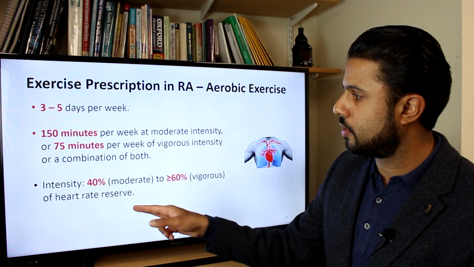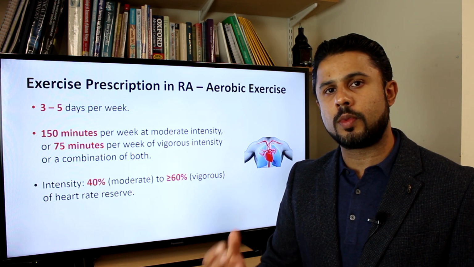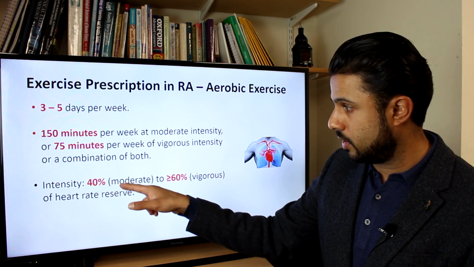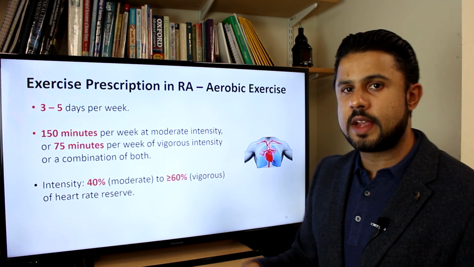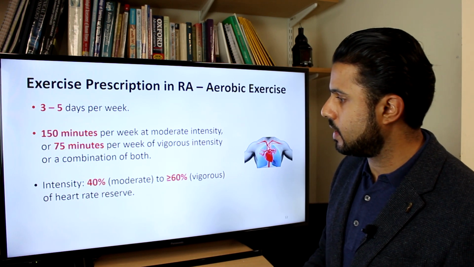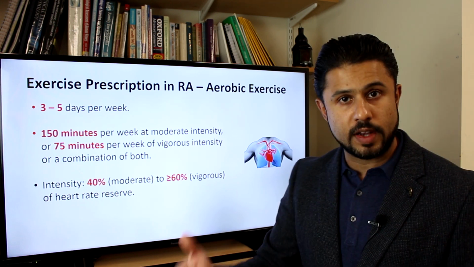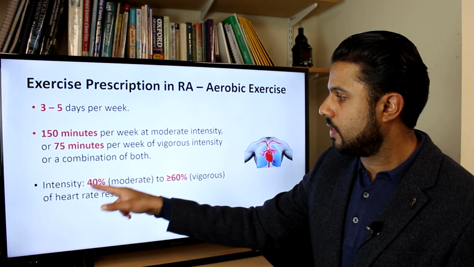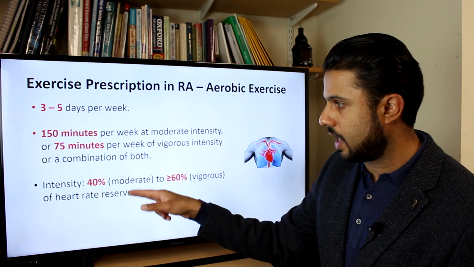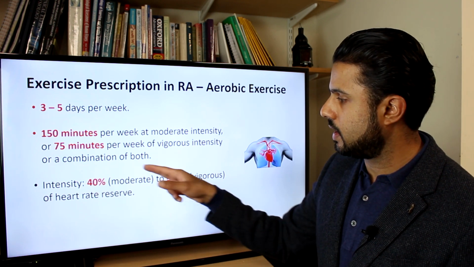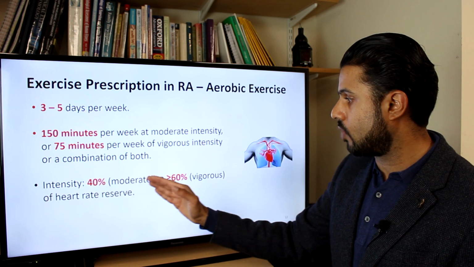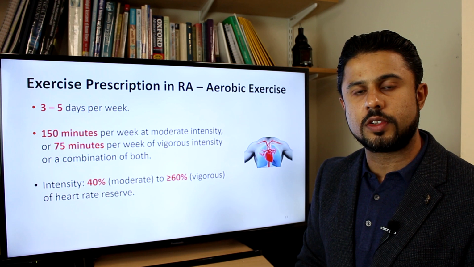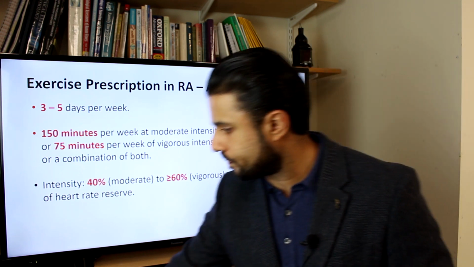Then the intensity. So it's very important when you're starting off that you start at a very low intensity, perhaps lower than the moderate that's listed here. So there are ways that we can measure somebody's aerobic fitness, and from the aerobic fitness test we can actually calculate the heart rate reserve. So we can use that to set the intensity, and we can set the intensity between 40% and then progress it up to 60% and higher as the patient starts to have the adaptations taking place in their body.